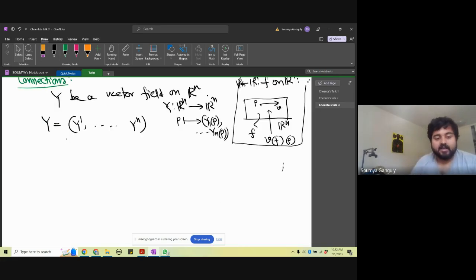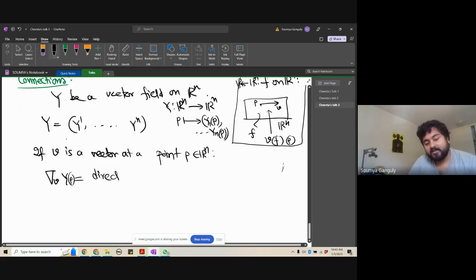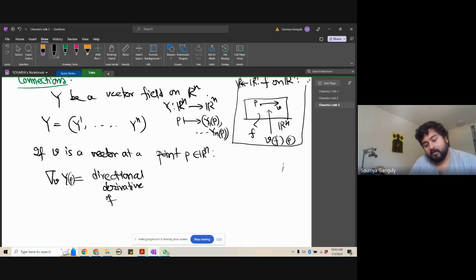And then if v is a vector at a point P in Rn, we denote it like this, and evaluate this at P. This is the directional derivative of Y at P in the direction of v. So now we can define directional derivatives of a vector field, not a scalar valued function.